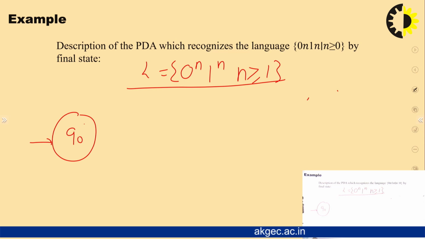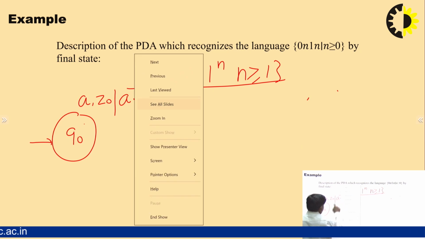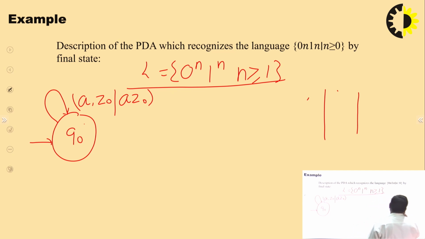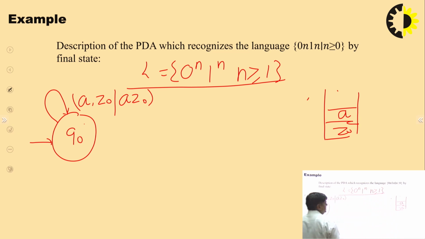On the initial state, the finite control reads A and the top of the stack is Z naught. Then A is inserted into the stack. For this statement, a single A is inserted into the stack, and we remain on the same state. What is the next condition?